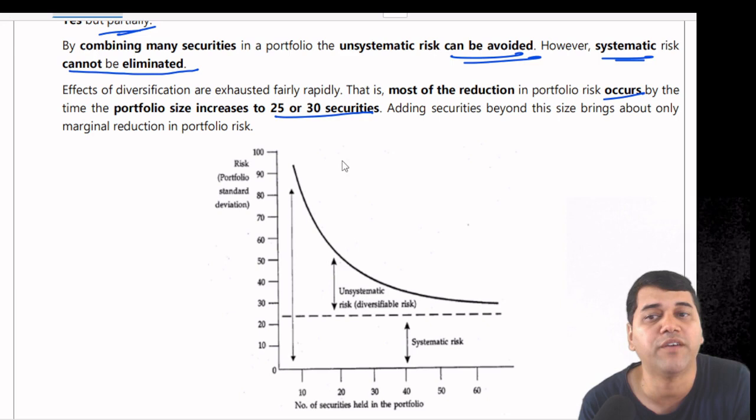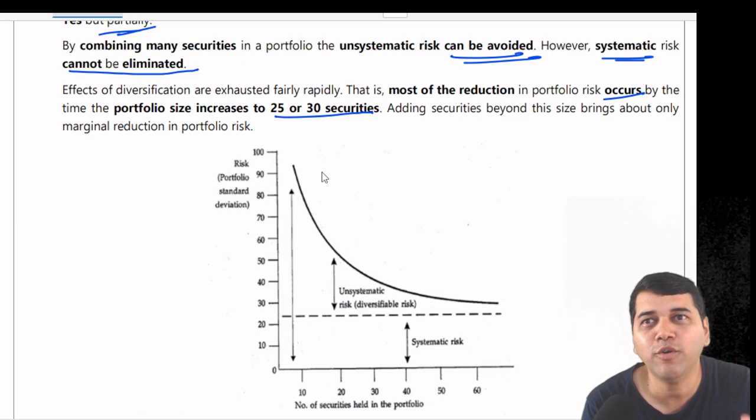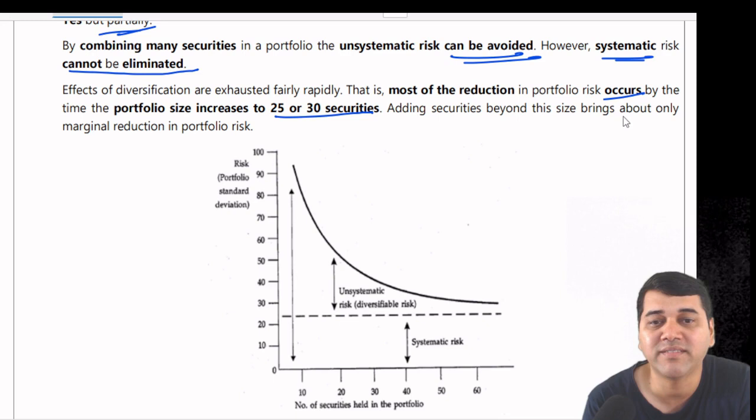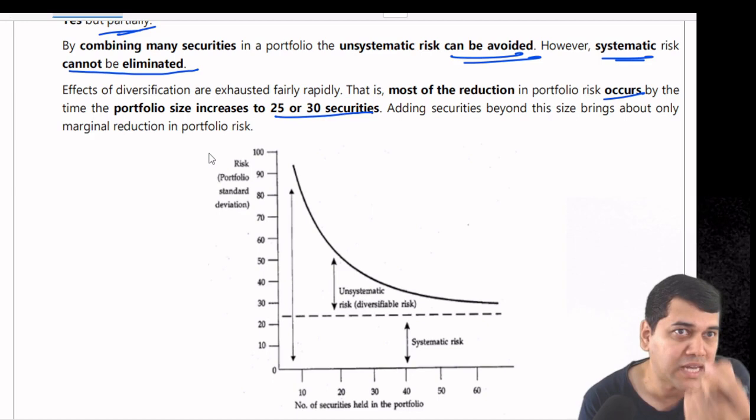to 30. That is, the more and more times you do revision, unsystematic risk will go. Follow, no? 20 to 30, 3 to 4 times, unsystematic risk will go if you do that revision. Okay? Adding securities beyond this size brings about only a marginal reduction in risk. Fifth time revision, sixth time revision, it brings only a marginal addition to you. So it goes like this.